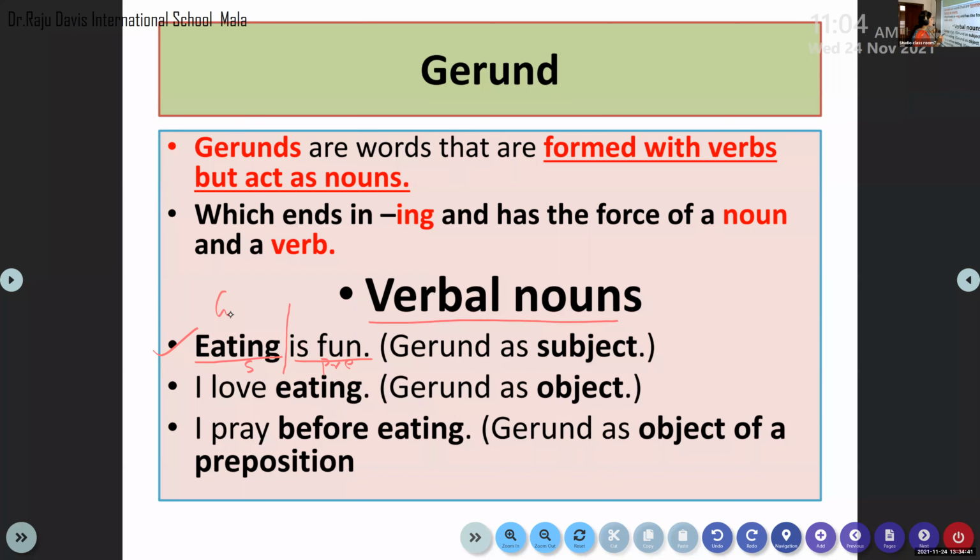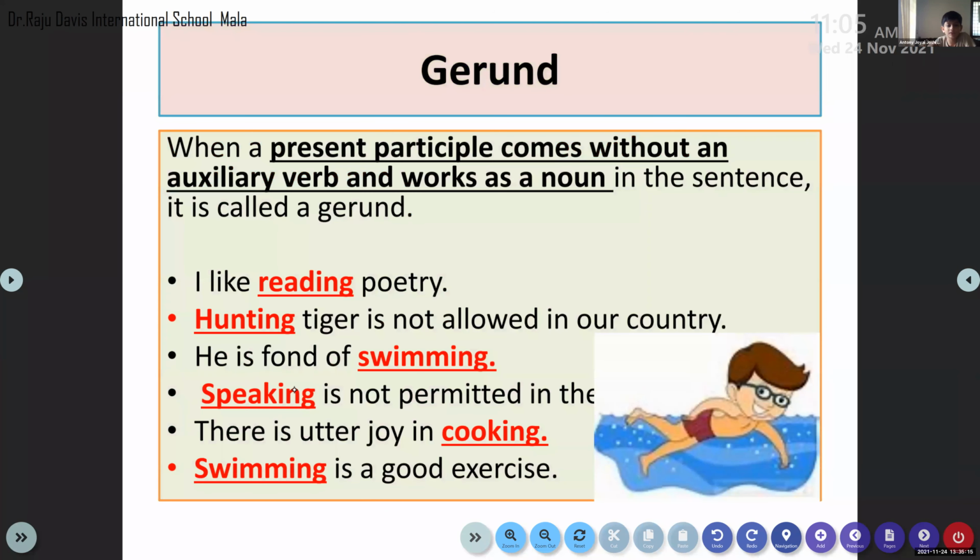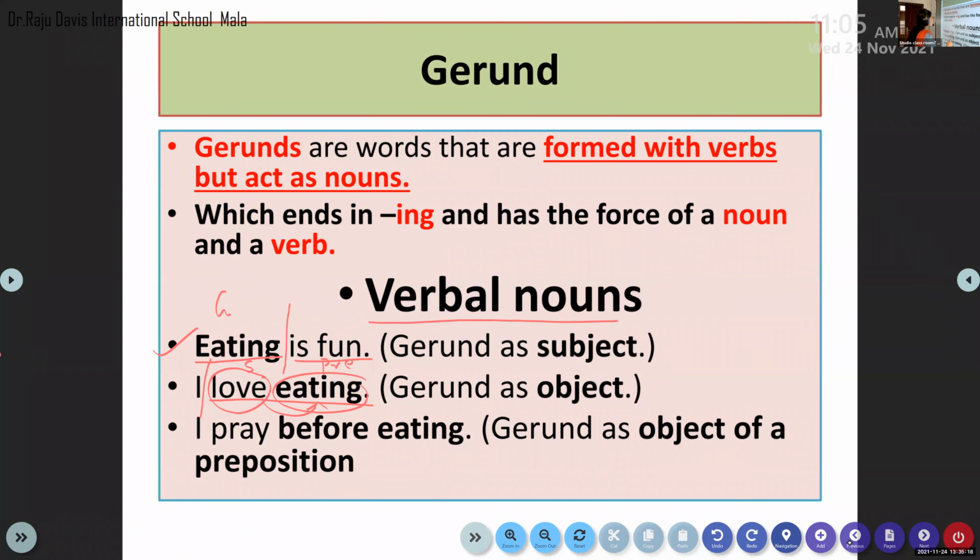Now: I love eating. Divide again into subject and predicate. I is the subject and love is a verb. Eating is used after a verb, in the place of an object, isn't it? Take I love poetry. Poetry is actually an object in the sentence: I is the subject, love is a verb, poetry is the object. It is exactly the same in I love eating. So in the sentence, eating is used in the position of an object.